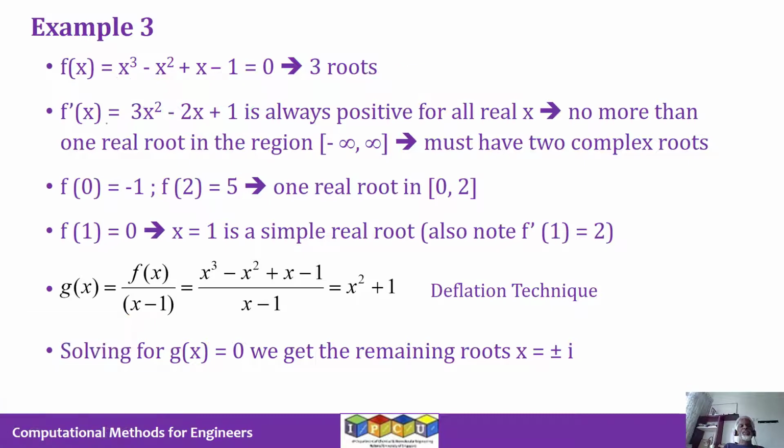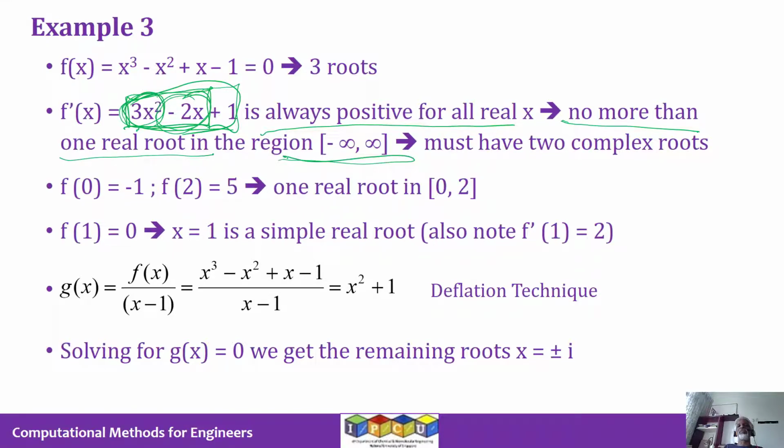What if x is positive? When x is positive, please note this will grow faster than this, and you are adding 1 anyway to that. So the derivative f dash of x will be positive for positive values of x as well. So this statement should make sense to us. F dash of x is always positive for any real value of x. So what does it say? There can be no more than one real root in the region from minus infinity to infinity.